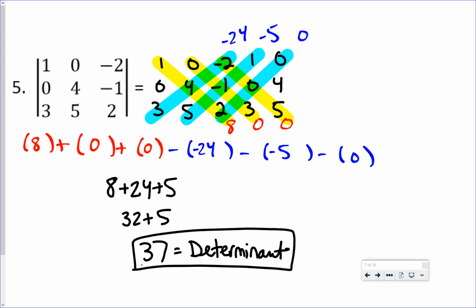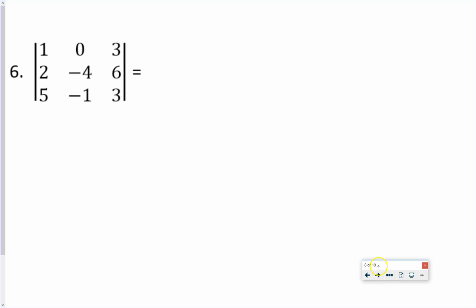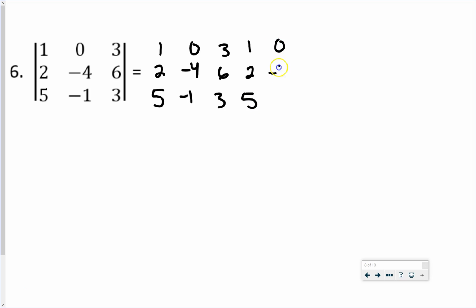Would you like to try number 6? Or do you want to do it together again? Well, you have to do 7. I just don't know if you're ready to be let loose yet. You think you got it? Yeah. Okay, try it. What is the very first thing you should do? Write it down and then repeat the rest of it. Repeat the first 2, not rows. Columns.